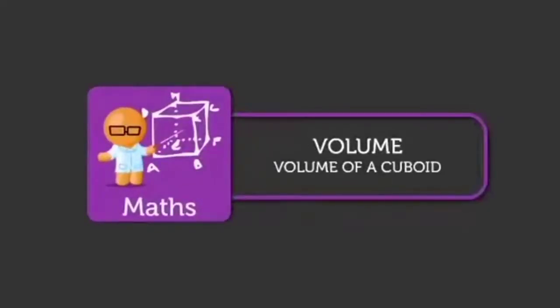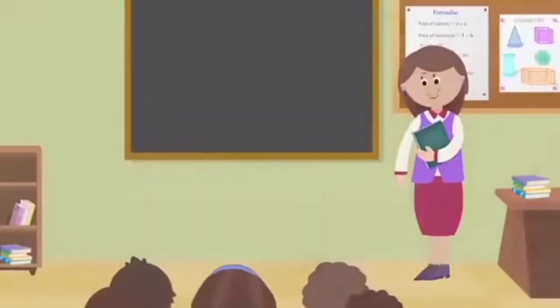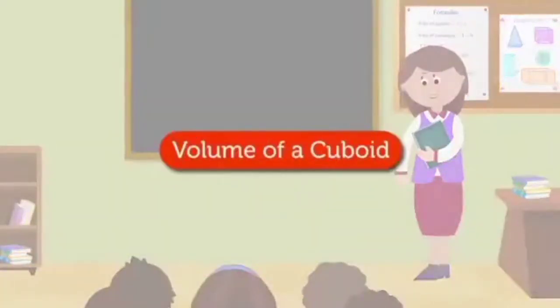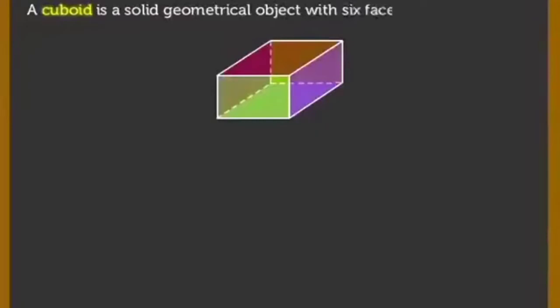Volume of a cuboid. Today, let us study how to find the volume of a cuboid. A cuboid is a solid geometrical object with 6 faces. Each face of a cuboid is a rectangle.